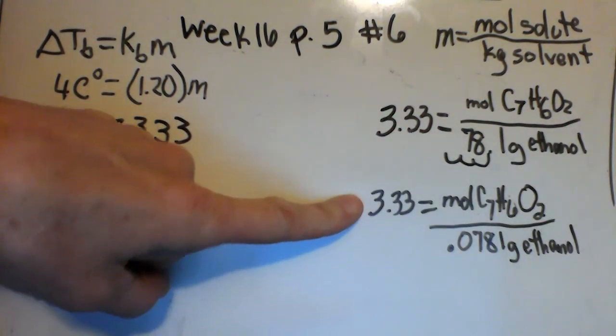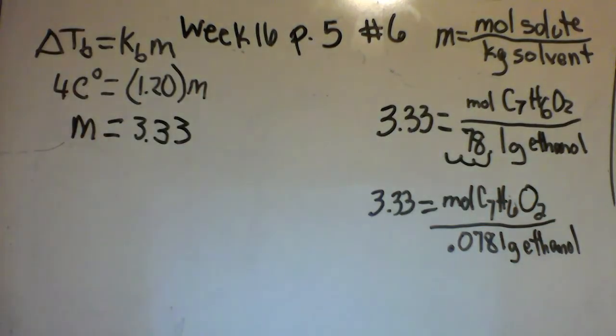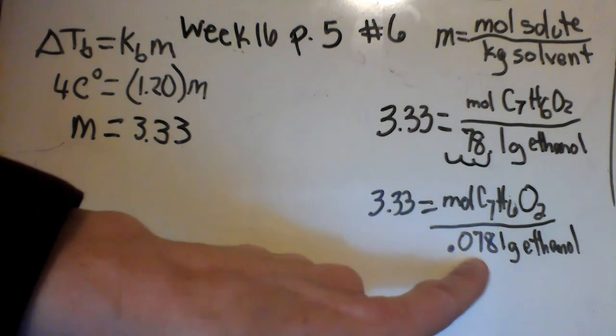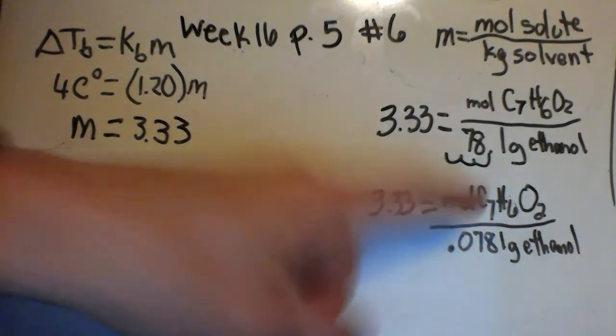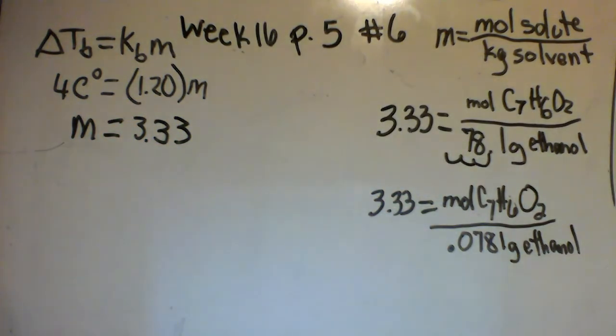Now we have one variable in this equation. The variable is moles of benzoic acid. If we multiply both sides of the equation by 0.0781, we will get benzoic acid moles by themselves, and we'll have a value for that.